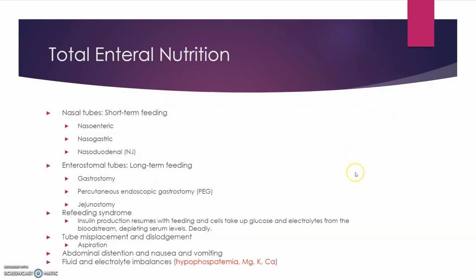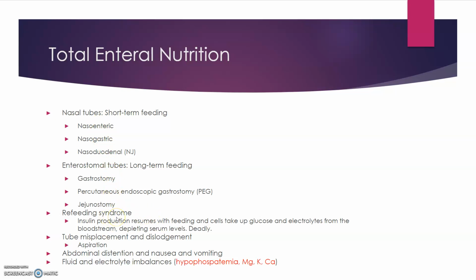Total enteral nutrition, so this could be a couple of different ways. So we could talk about nasogastric, nasoduodenal, so bypassing the stomach and going right into the intestine. We can talk about G tubes, J tubes, PEG tubes. So there's lots of different ways that we can feed people, not just orally, but with different tubes in different places.